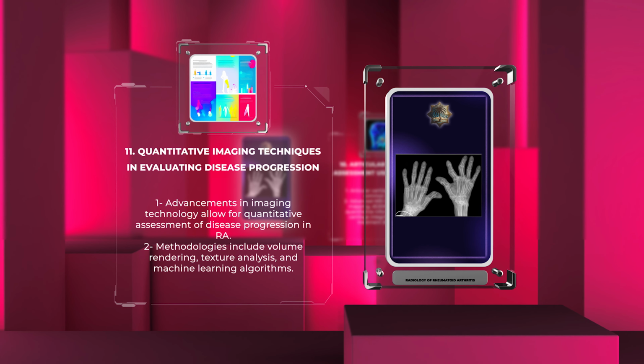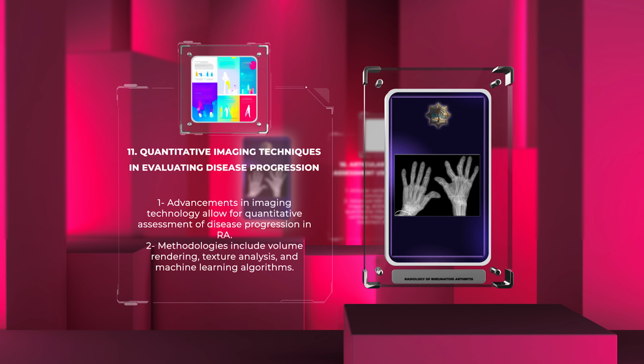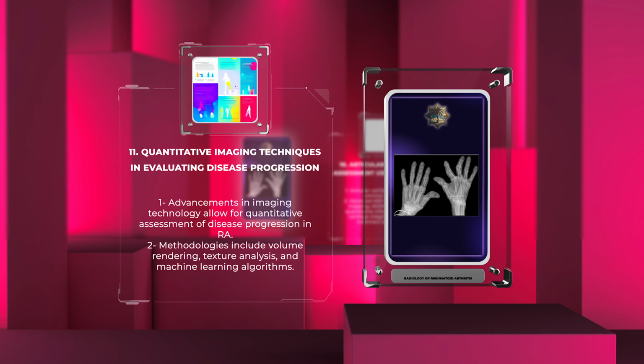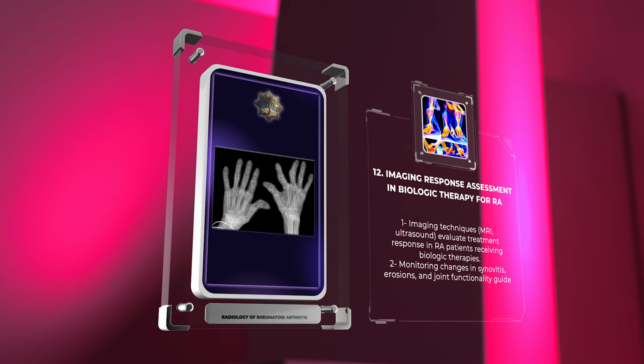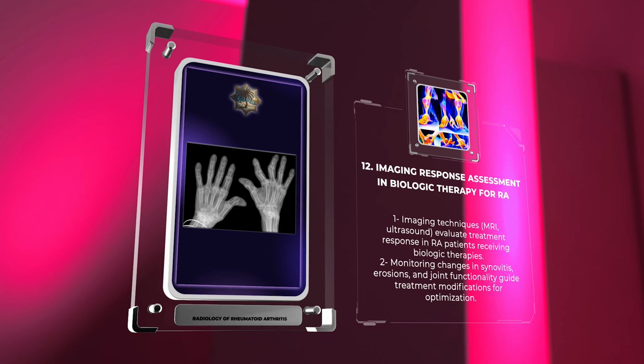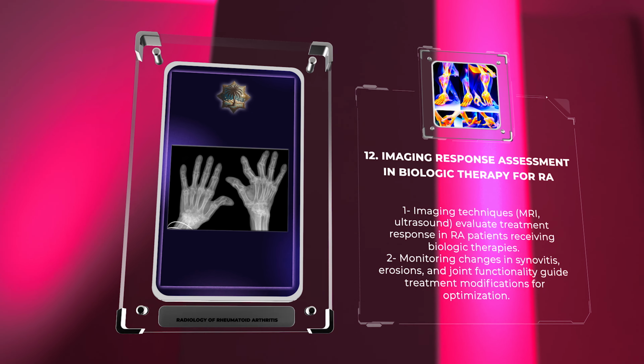We will discuss methodologies such as volume rendering, texture analysis, and machine learning algorithms, which can provide valuable insights into disease course and response to therapy. Lastly, we will examine how imaging techniques, such as MRI and ultrasound, are utilized to assess treatment response in patients receiving biologic therapies for RA.